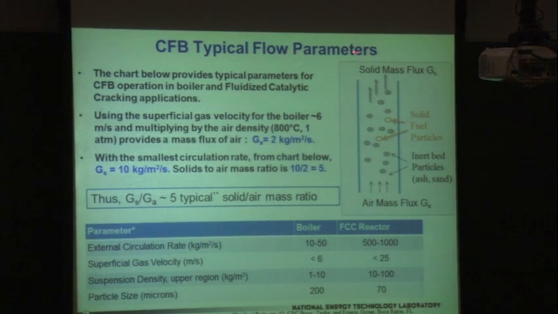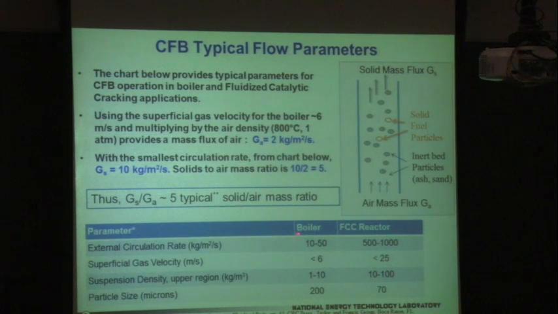So what are some typical flow parameters for a CFB system? Well, if you go into this reference, the one I mentioned earlier by Basu, he gives you lots of nice numbers that you can actually use. So I reproduce those here, and if I look just at a boiler application, if I pick his superficial gas velocity, about 6 meters per second, multiply by the air density at the temperature, here's my flux of air flowing up that reactor. And this is just a typical number.